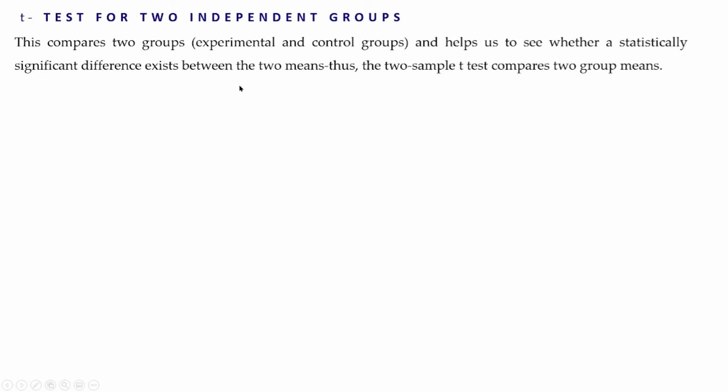Say, for example, if a person wants to test the effect of yoga on individuals, the researcher can divide the entire group into an experimental group and a control group. In one group the respondents will be asked to perform yoga, and the effectiveness of yoga will be tested by comparing the experimental group and the control group. So this is basically the t-test for two independent groups. Here the two sample t-test compares the means of two groups.